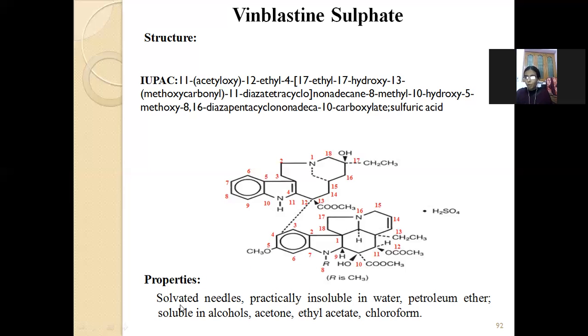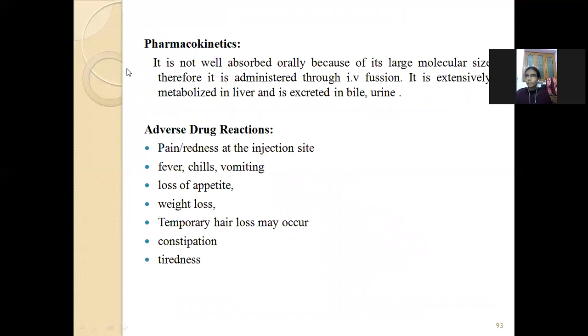So next, properties: it is needle-shaped, insoluble in water and petroleum ether, and soluble in alcohol, acetone, ethyl acetate, and chloroform. Next, pharmacokinetics. It is not well absorbed orally, because of its large molecular size. So this drug should be taken through the intravenous route because of this larger molecular size. It is metabolized in the liver and excreted through urine.